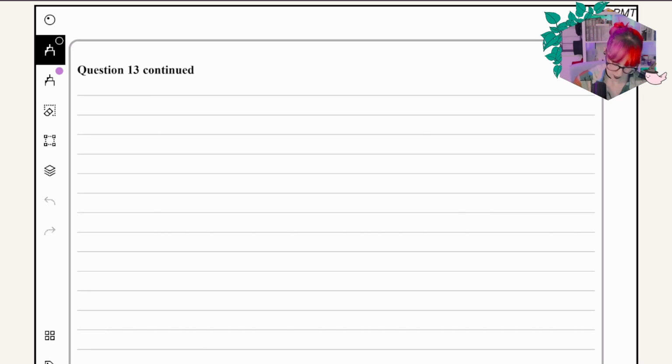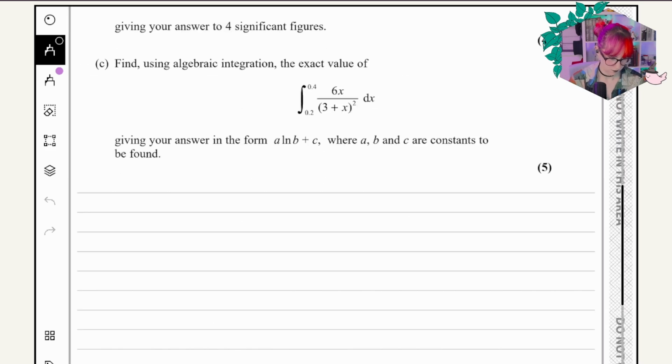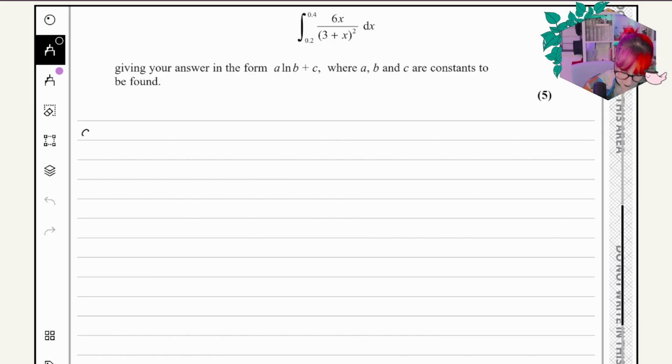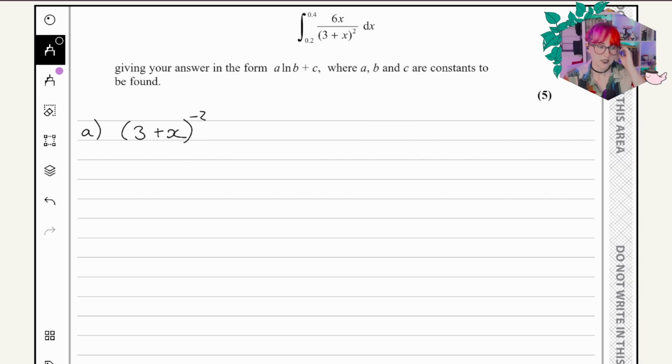So we have part... Oh, there is space down here. Cool. Part A. We have 3 plus x to the power of minus 2. And we need to expand that in binomial expansion. So I think they probably are going to give us something on the formula booklet, would be my guess, for binomial expansions. But if they don't, then that's fine. Binomial series. Amazing.